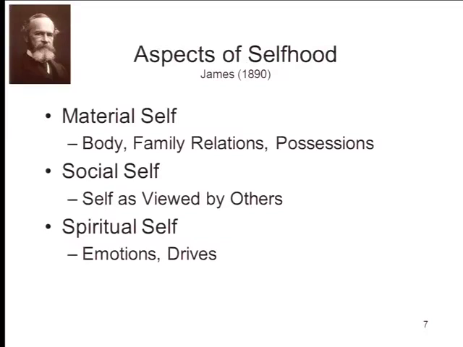Again, modern scientific ideas about the self go back to James, like almost everything does. And James himself made this interesting distinction between three aspects of the self: the material self, the social self, and the spiritual self.